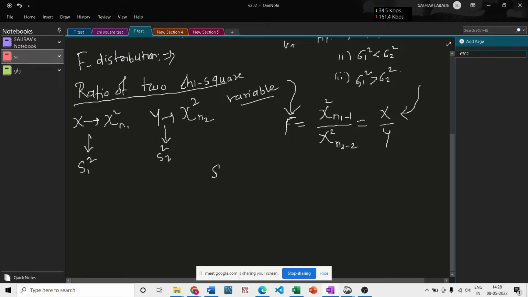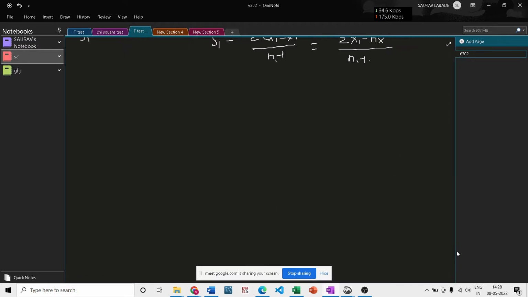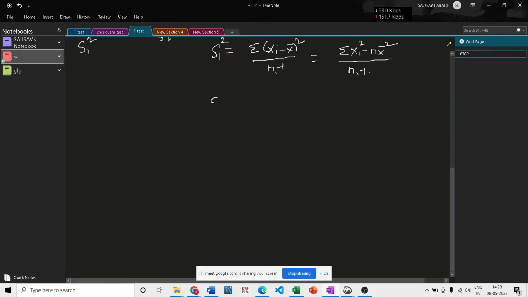Then what is my s1 square? Again the formula will be what here in this case? It is the summation of (xi minus x bar) whole square divided by n1 minus 1. So this will become the summation of xi square minus n into x bar square divided by n1 minus 1. And s2 square will be equal to what? It is the summation of (yi minus y bar) whole square divided by n2 minus 1, right? So this will become the summation of yi square minus n into y bar square divided by n2 minus 1.